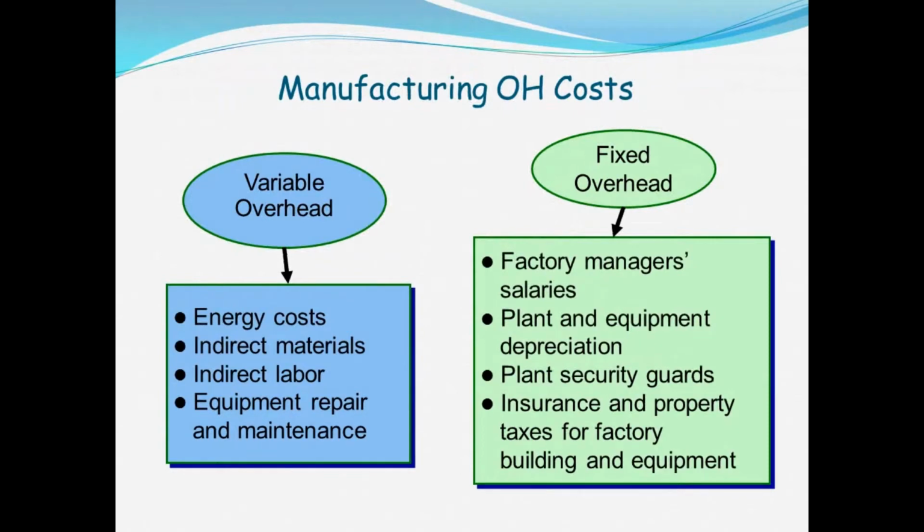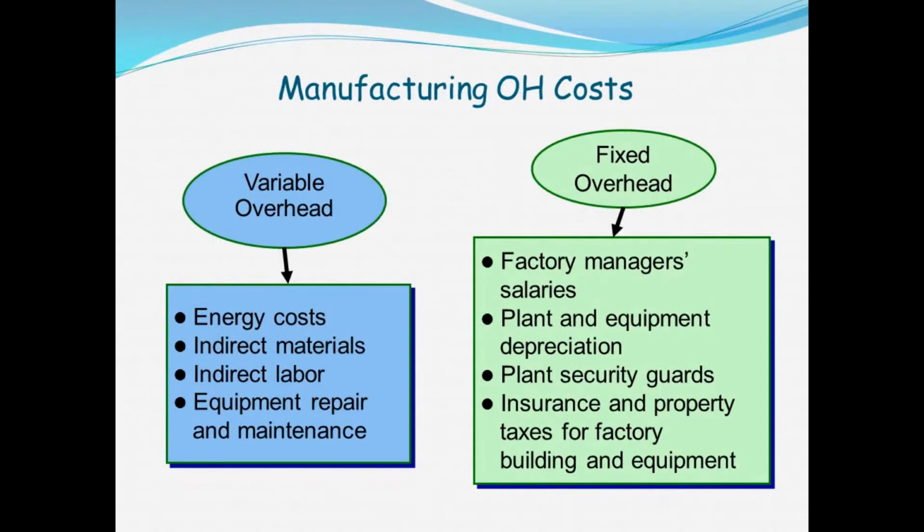Variable overhead: things like energy costs, indirect materials, indirect labor, equipment repair and maintenance. These will vary based upon the volume of sales and the volume of production. They won't be fixed. The more you use equipment, the more likely it is to need repair. The more you use equipment, the more energy you're going to use. So clearly it's not purely fixed overhead.